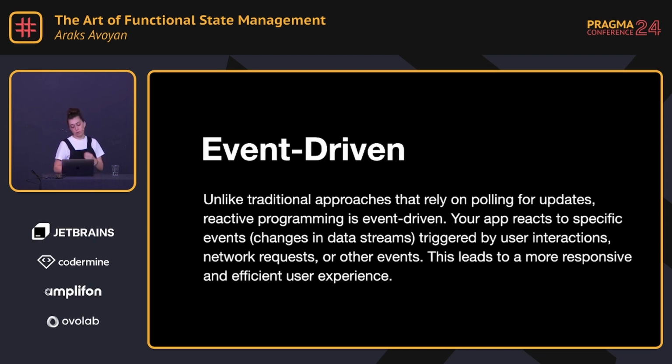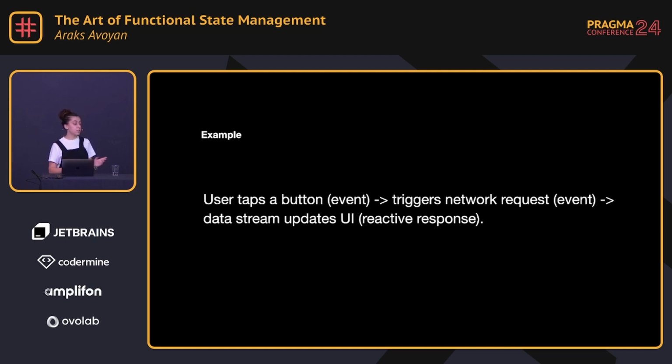Unlike traditional approaches that rely on polling for updates, reactive programming is event-driven. Your app reacts to specific events, changes in data streams, triggered by user interactions or other events. This leads to a more responsive and efficient user experience. For instance, a user taps a button, which is an event, and which triggers a network request, another event. The response from the network request becomes an event that updates the UI through the data stream. This eliminates the need for constant polling and makes the app more responsive to user interactions.